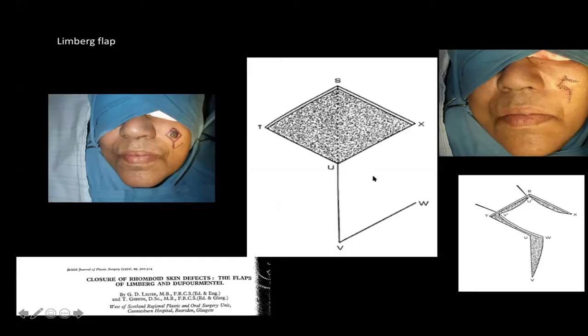And once you elevate the flap, you can inset it into this defect. Now, this is very good for small defects, and it's a lot by trial and error that you learn how to mark a proper Limberg flap. So I would suggest that all of you download this article on cutaneous defects by G.D. Lister, and he has very elegantly mentioned how to even use multiple Limberg flaps to close a defect, or Limberg flaps from both sides to close a large defect. So a Limberg flap is something that you should know prior to starting doing cutaneous malignancy work.